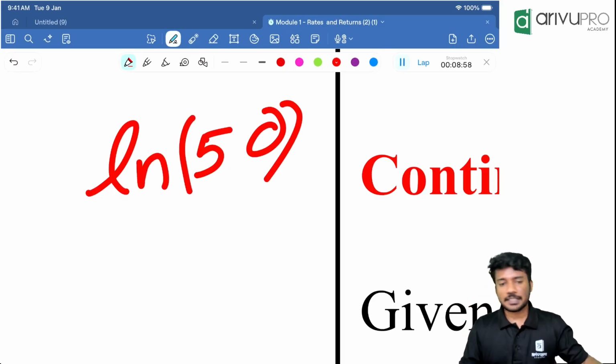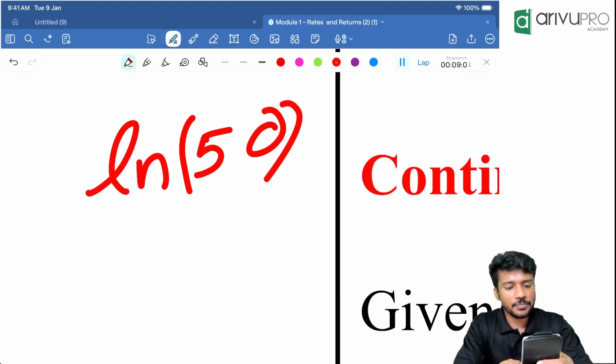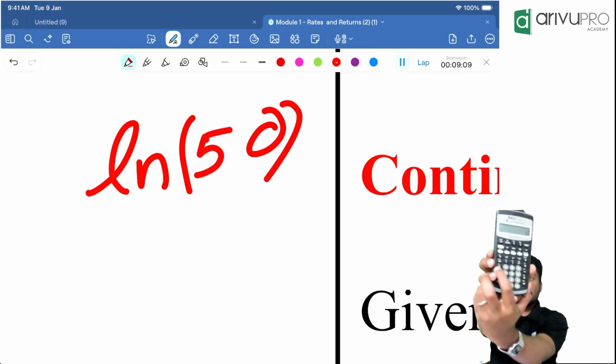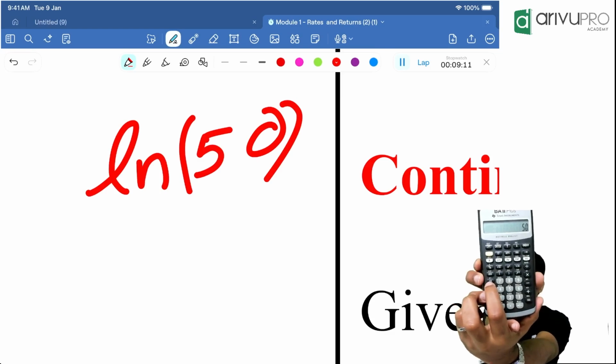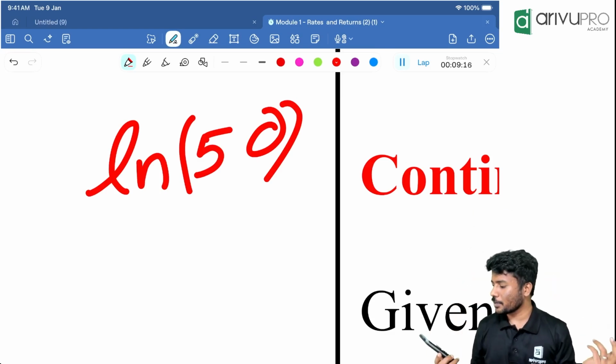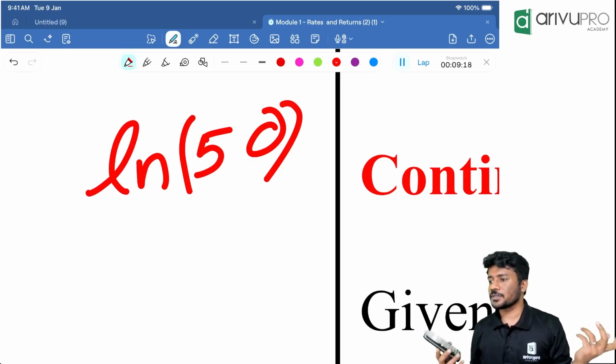How will you calculate it in the calculator? Take your calculator, turn it on, clear everything, type 50 first, then click which button? Have you seen one ln button over here? Is the ln button visible to you? Click that ln button. Once you click the ln button, you will get the answer: 3.9120 something.